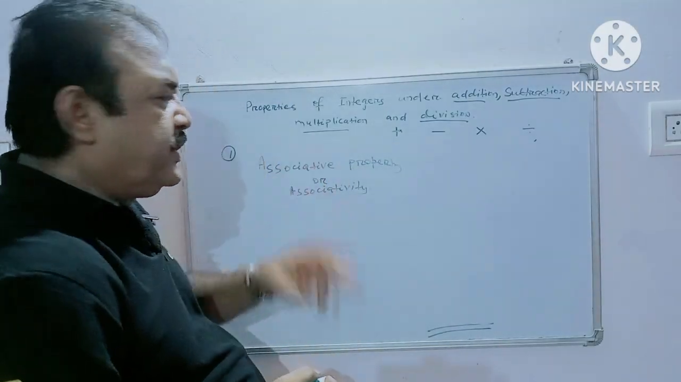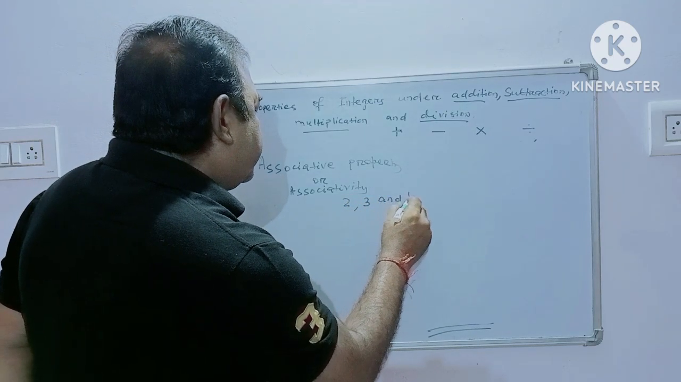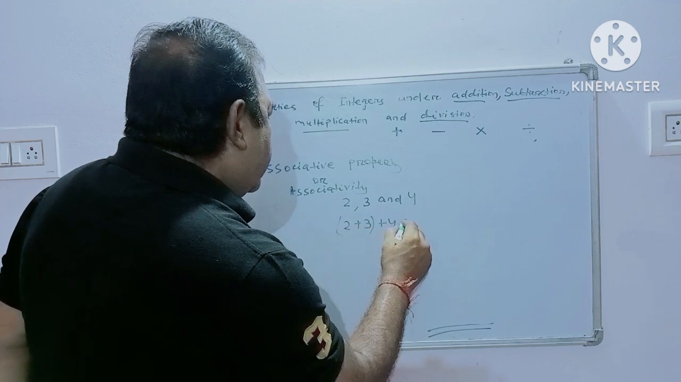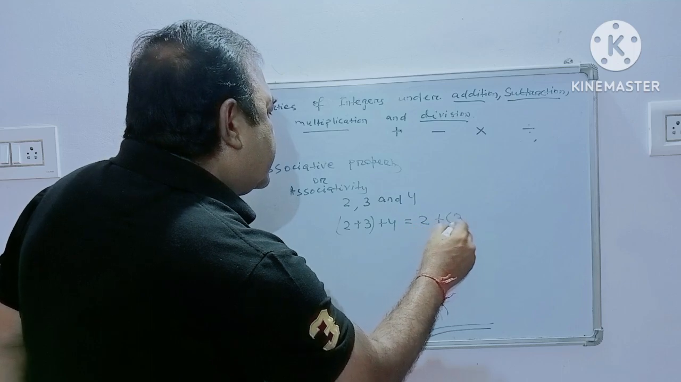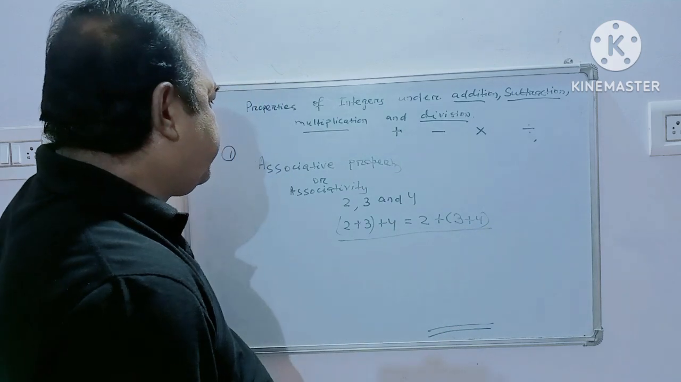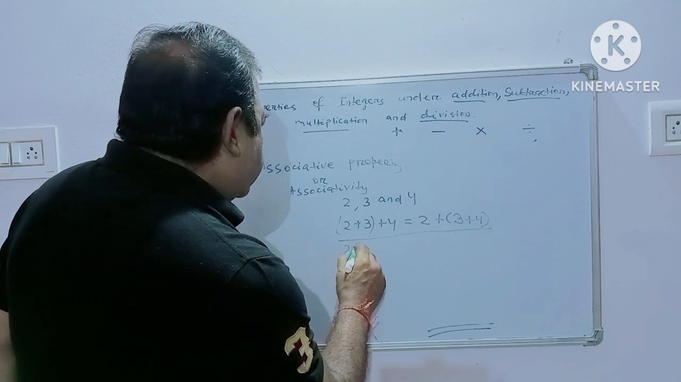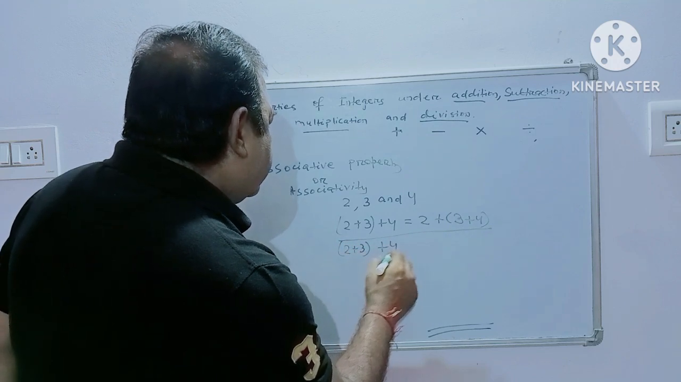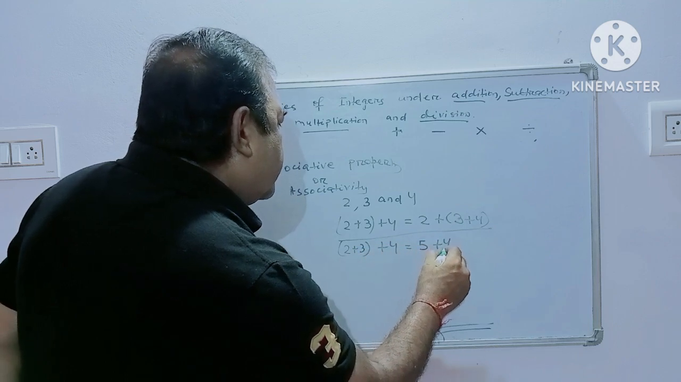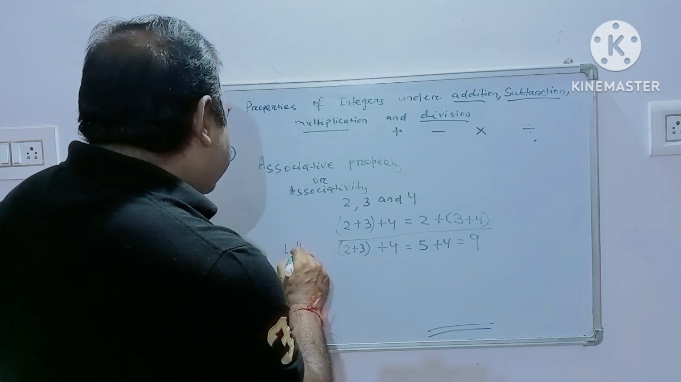Suppose you will take three integers 2, 3 and 4. So (2 + 3) + 4 is equal to 2 + (3 + 4). Whether this is true or not, we will see. And you see, what is in the left hand side? 2 plus 3, this is the bracket, plus 4, that is equal to 2 plus 3 is equal to 5, 5 plus 4, that is equal to 9. So this is the left hand side.